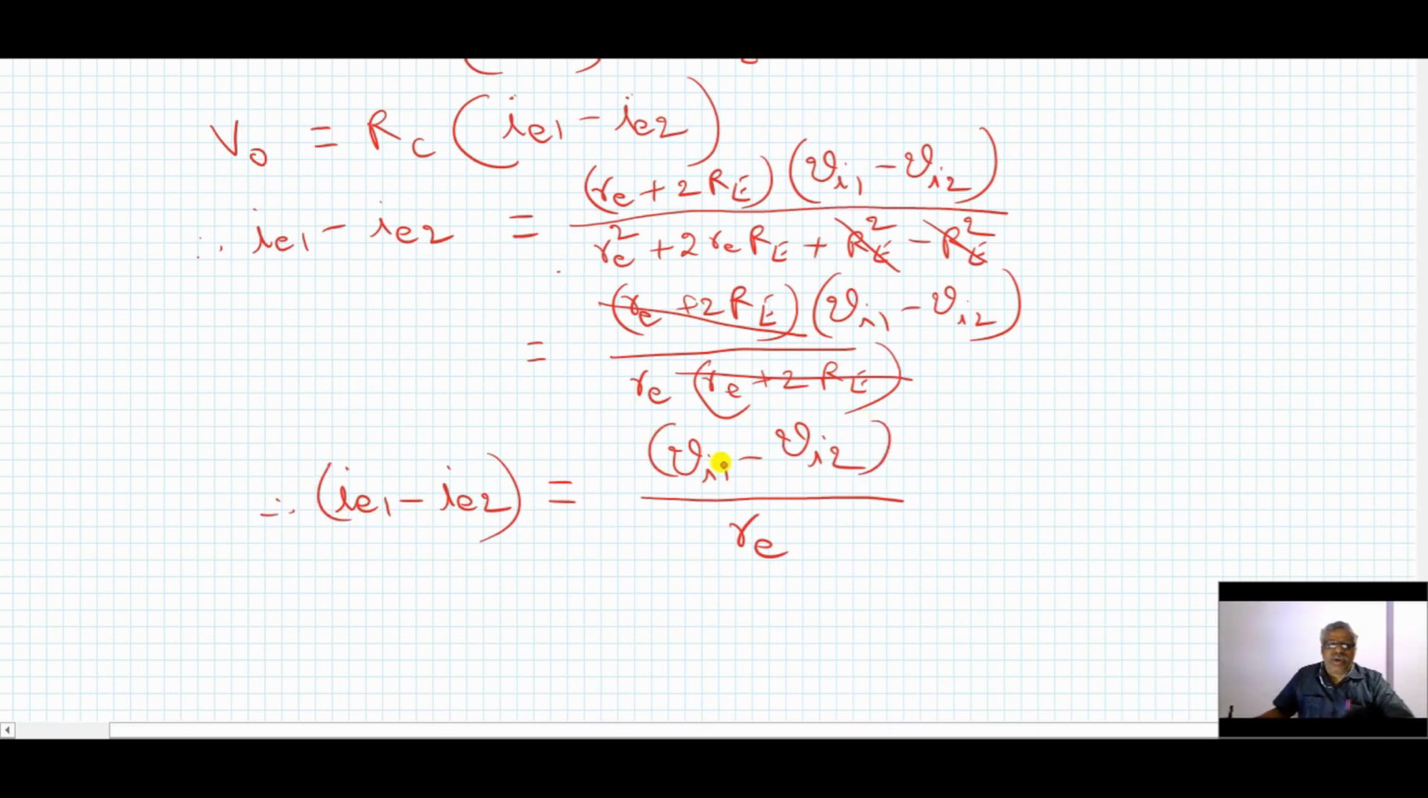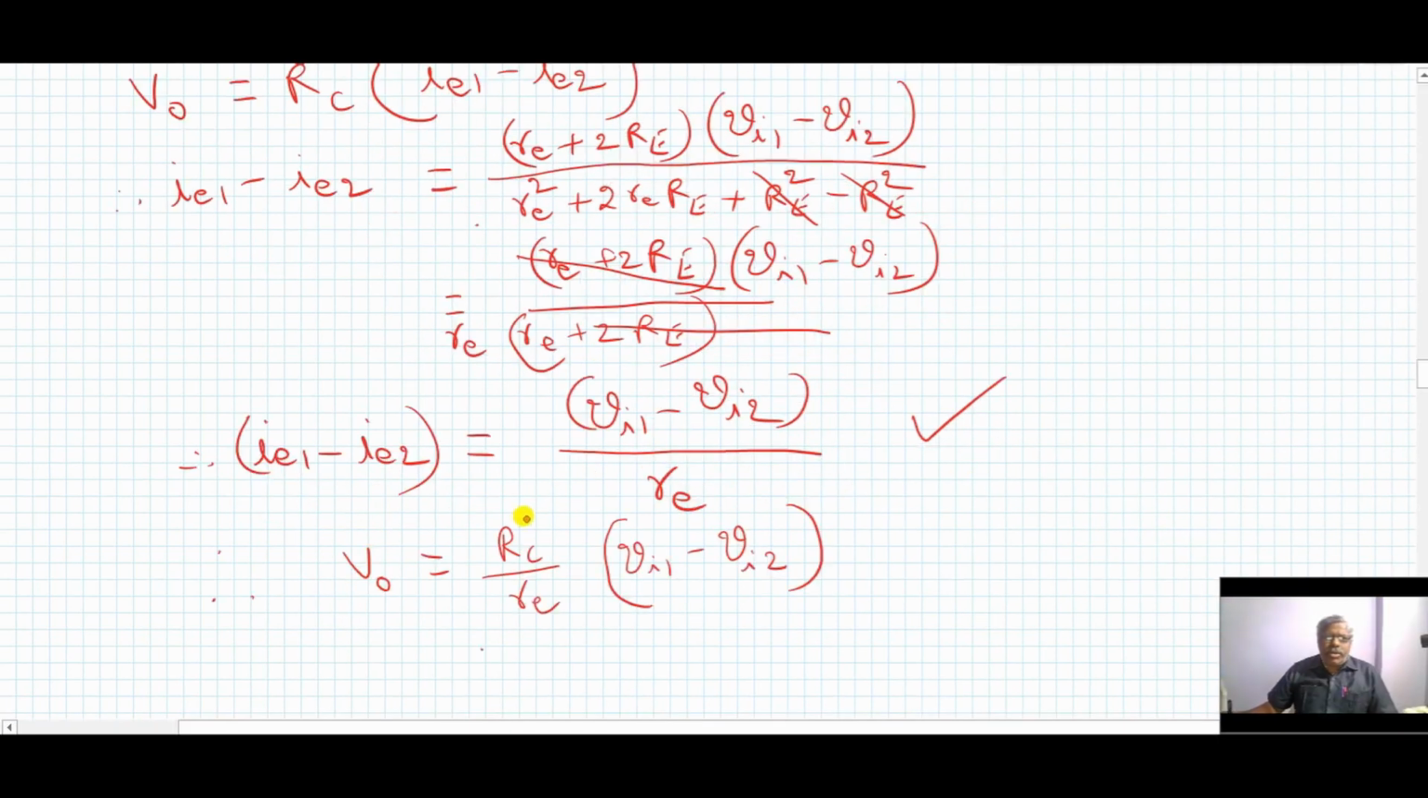Is this expression right or wrong? We can easily verify by checking the units on both sides. Left side is current, right side is voltage by resistance. So definitely right side is also current. So this expression is right. Therefore V0 is equal to RC by re into VI1 minus VI2. But what is this VI1 minus VI2? This is nothing but the difference between the two input signals, which we represent as VID, the differential input.